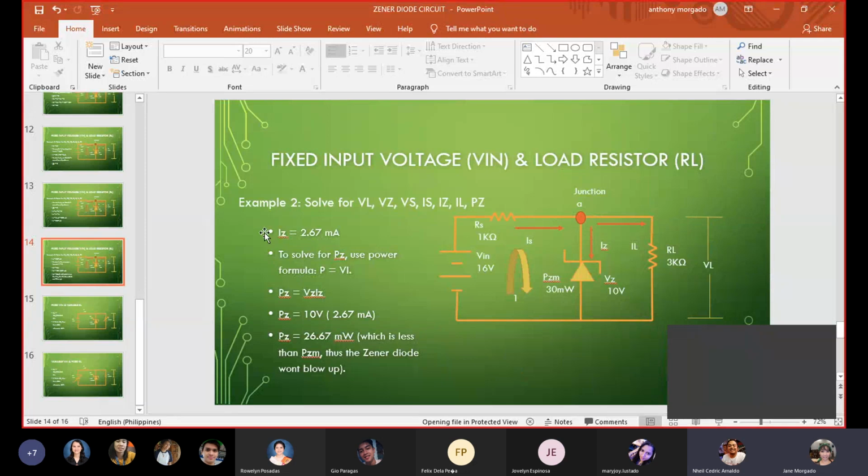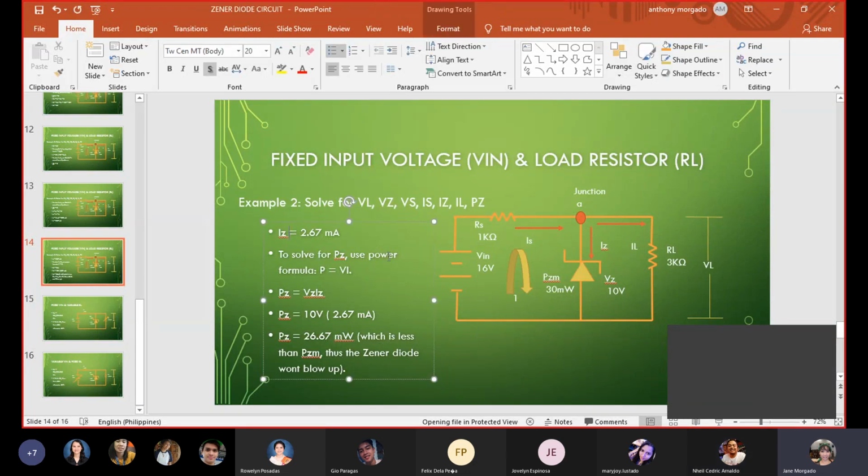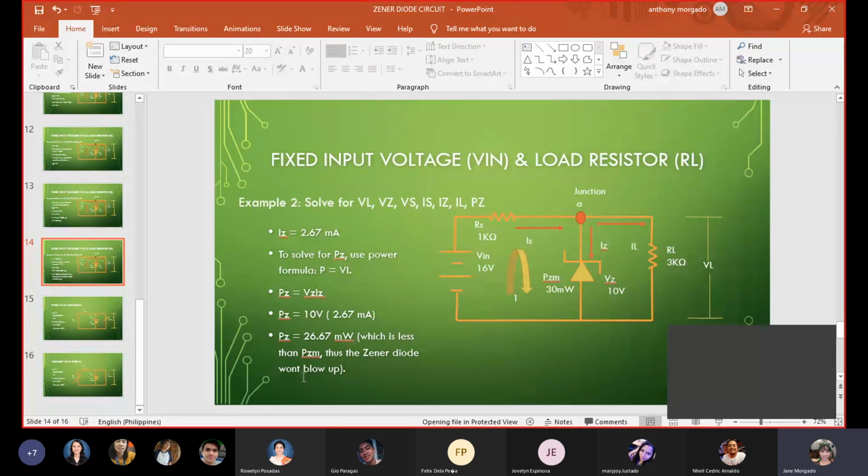Okay na po. Okay. So again, IZ is 2.67, because IZ is equal to IS minus IL. IS natin kanina is 6 minus 3.33, so IZ is 2.67 milliampere. And then to compute for the actual power consumed by the Zener, we'll use the power formula. P is equal to VI. So we have 10 volts times 2.67 milliampere. So the actual power consumed by the Zener is 26.67 milliwatt, which is less than the PZM. So it should always be less than PZM.